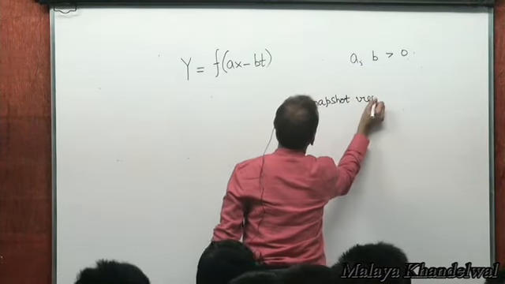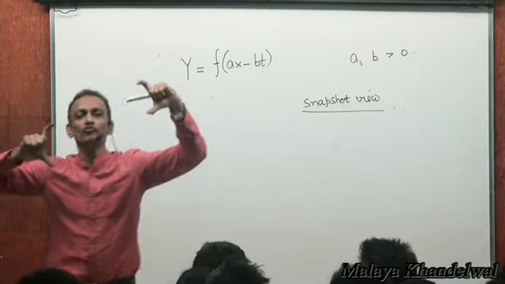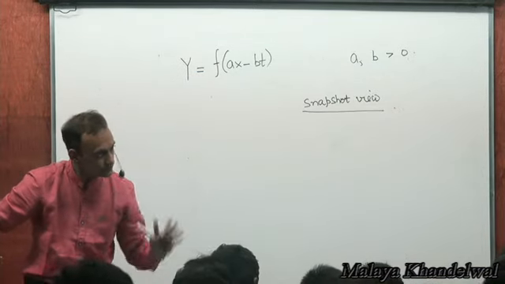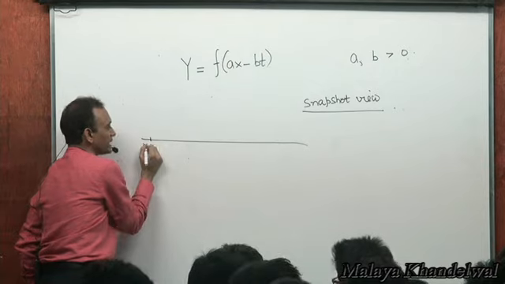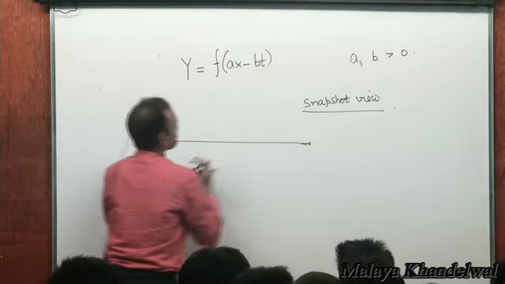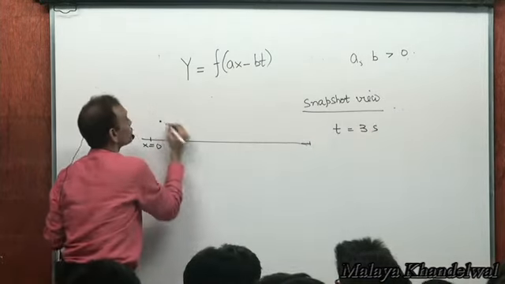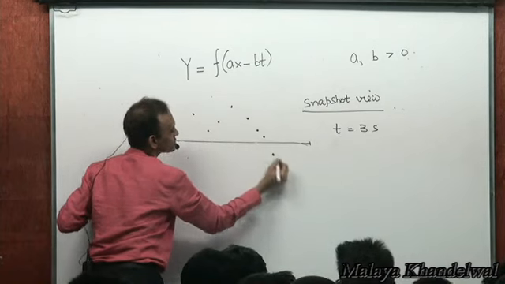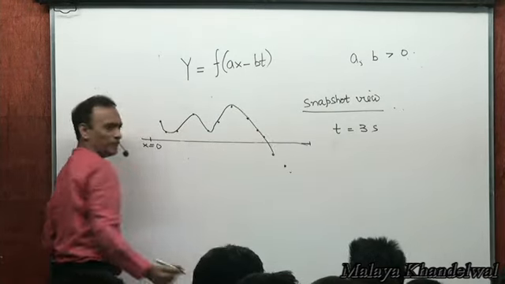A snapshot view is just about the displacement at a given instant of time for different values of x. I would know where each particle is at that instant. You know what I'm saying? When I'm inciting a disturbance, say at x equal to 0, and the disturbance affected a certain portion of the medium, then at t equal to 3 seconds, different particles would be at different positions, and so on and so forth, depending on the nature of the wave.